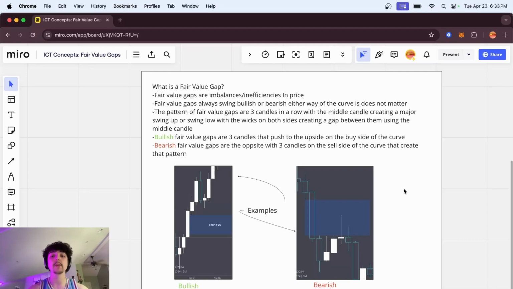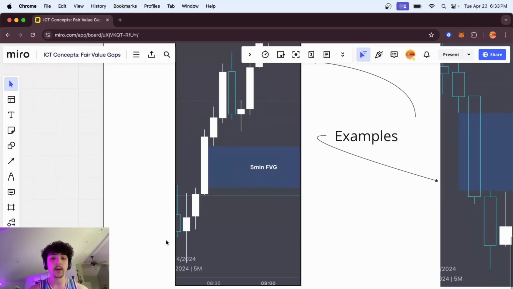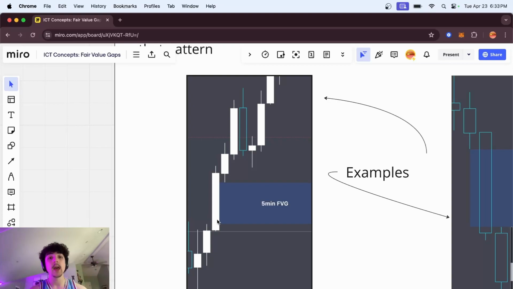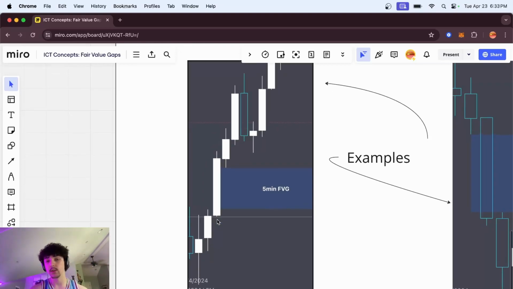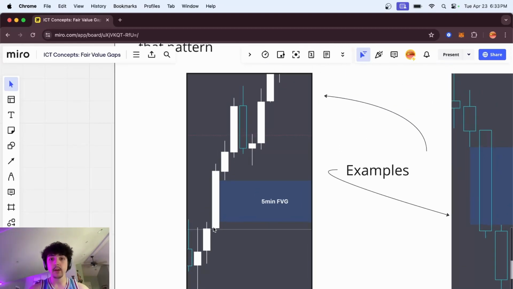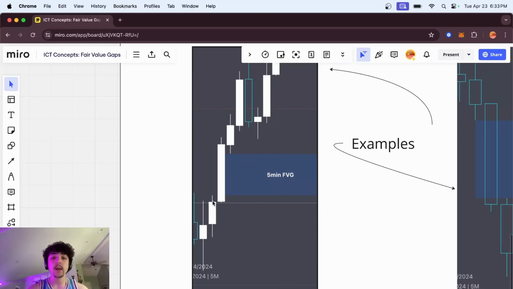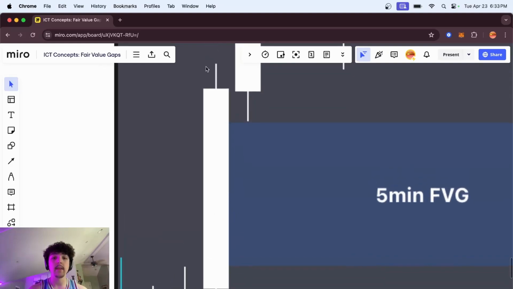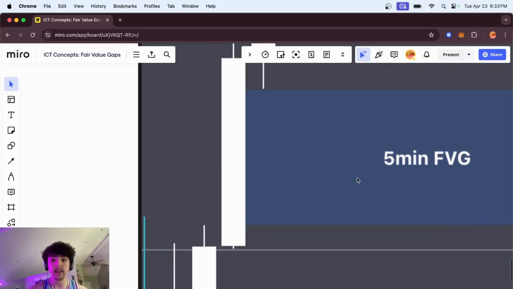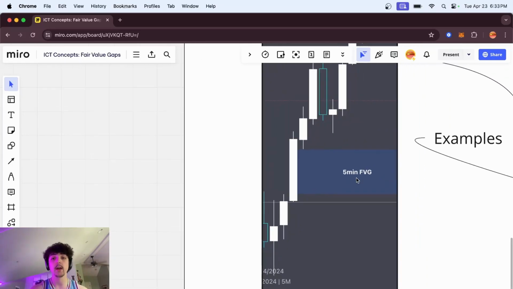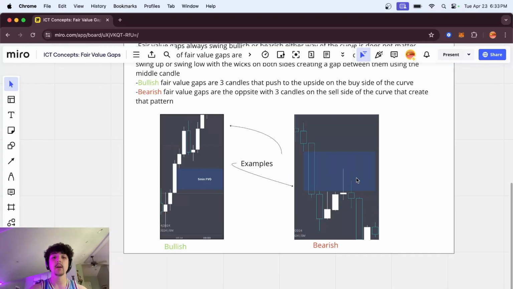So there are some examples right here. For example, right here we have a bullish fair value gap, right? This is on the 5-minute time frame. You can also use fair value gaps on any time frame, really, and I'll explain more of that in a little bit. And as you can see, it's an inefficiency in price. So we have this candle right here, and this candle right here, and this candle right here creates an imbalance in the price. Okay, simple, right? This is a bullish fair value gap.